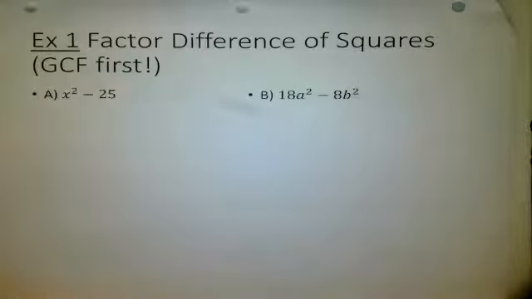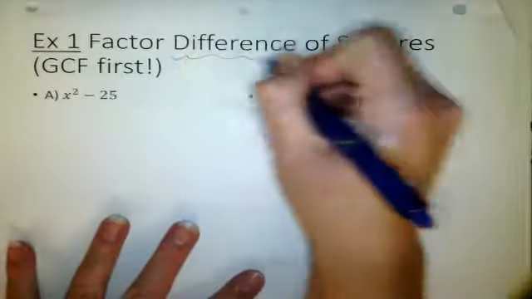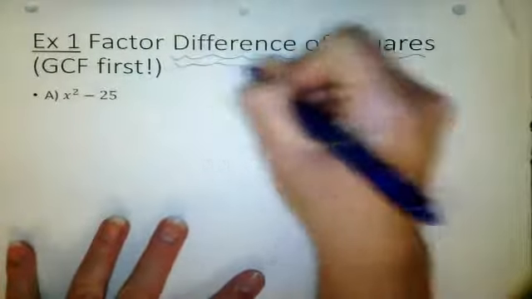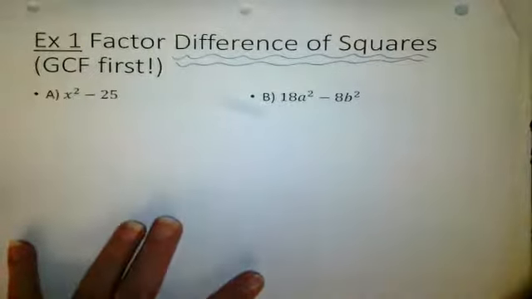Lesson. Greatest common factor first. Always. GCF first. So difference of squares is the special name because today we're talking about special patterns. I'll talk more about that name in just a little bit.